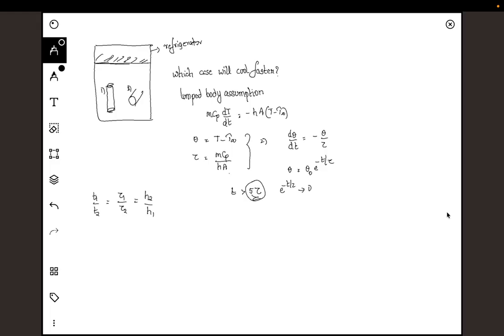So if H2 is greater than H1, that implies t1 is greater than t2, which implies 2 is cooling faster. Whichever takes the lower time is cooling faster, right? Or the other way, if H2 is less than H1, then t1 is less than t2, which implies 1 is cooling faster.